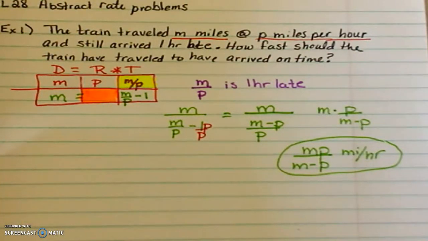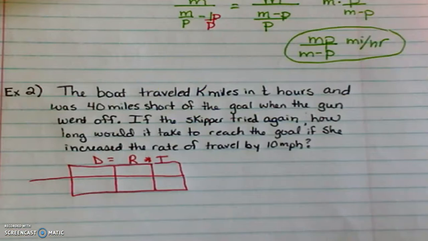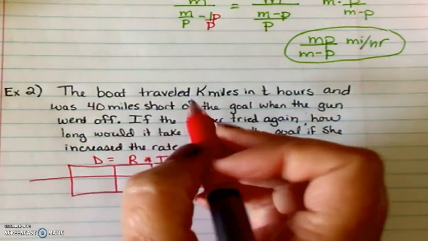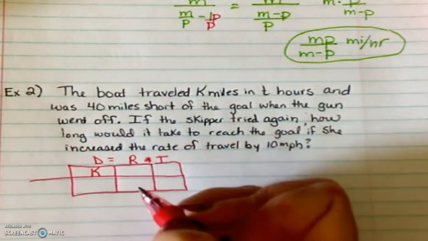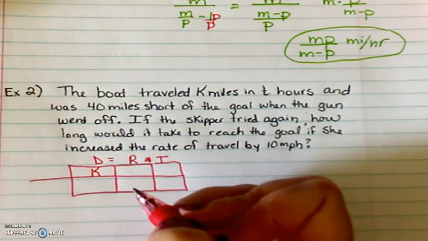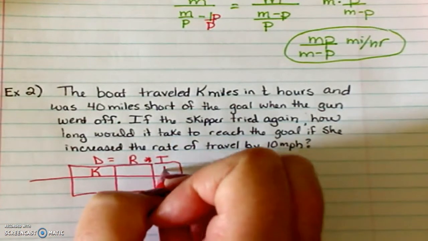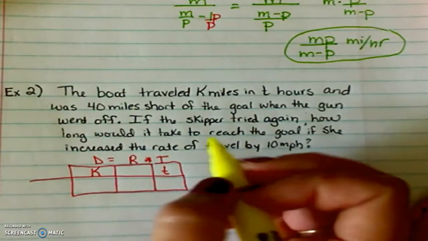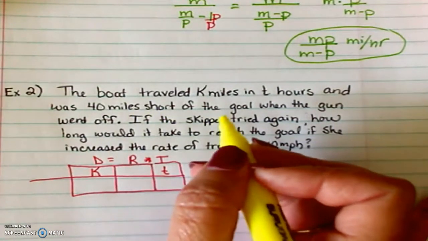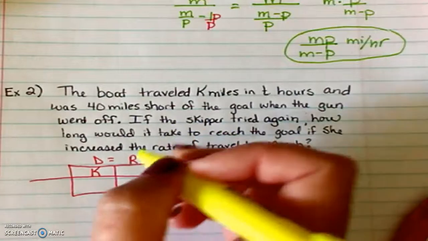Now I have about 4 minutes and I'm going to show you another example. Okay, the boat traveled K miles in T hours and was 40 miles short of the goal when the gun went off. So the first piece of information, the boat traveled K miles. Miles, that's units for distance. And it traveled that in T hours, so that is my time. And this is 40 miles short of the goal. That 40 miles short of the goal is going to play a role in the next part.